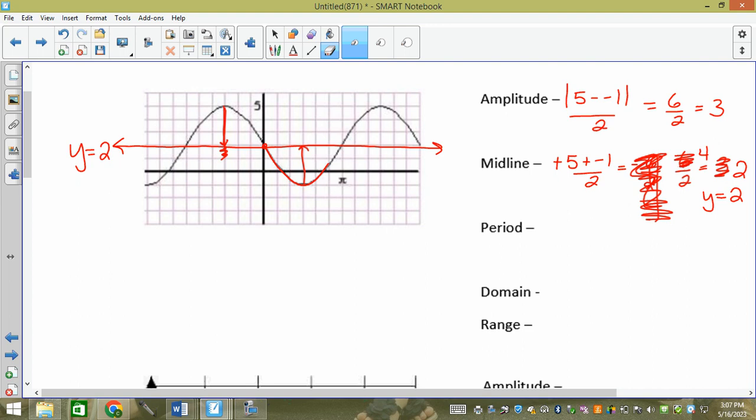The period, past a min, past a max, back up to that height. 1, 2, 3, 1, 2, 3, 4, 5, 6 to pi. 1, 2, 3, 6 to 2 pi. My domain is x such that x is an element of the reals. And my range is low to high with slanted ups. So low is negative 1. High is 5. Y here.